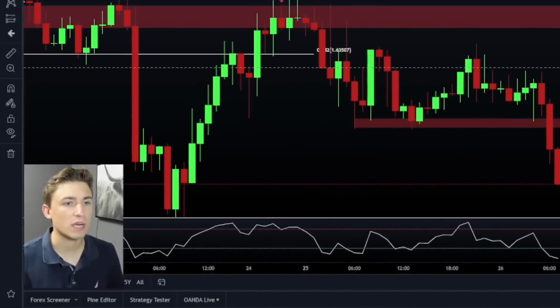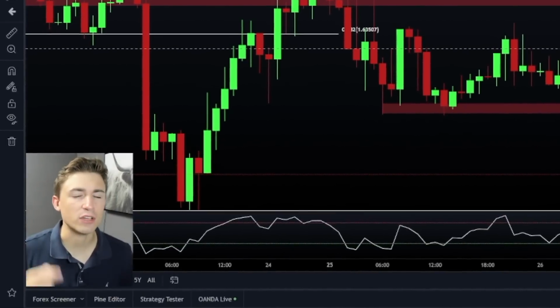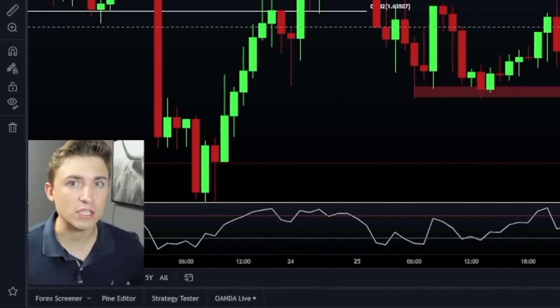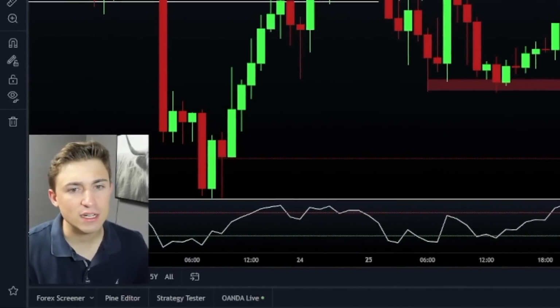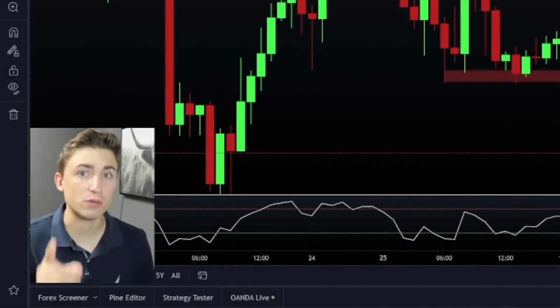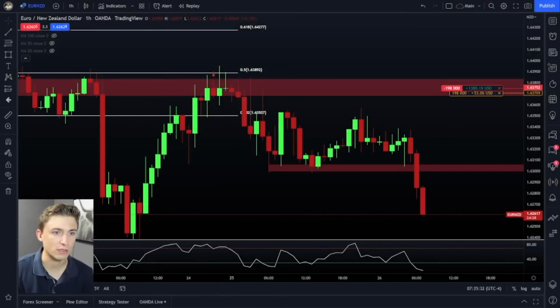Right now, I'm going to show you what I believe to be more important in any trading strategy. How do you manage a trade once you're in it? Loss or win, how do you manage it? Because the profit and loss is not decided on your entry. The profit and loss is decided on how you close the trade. So let's talk a little bit about this Euro New Zealand situation.